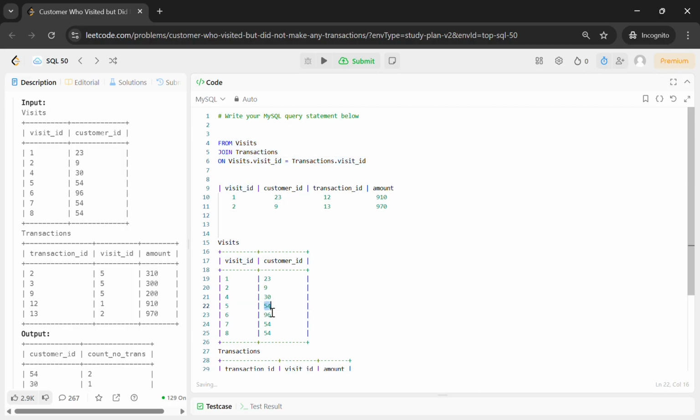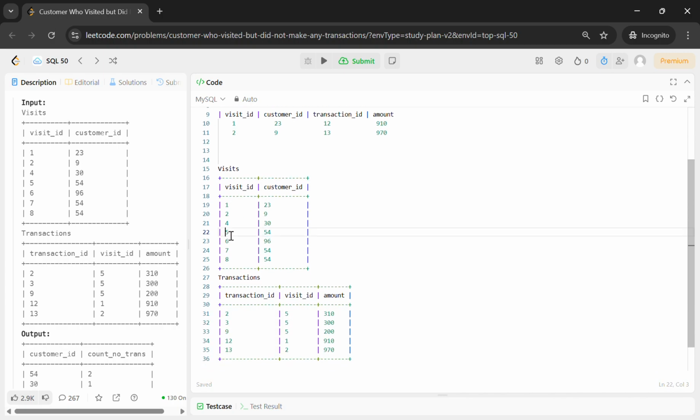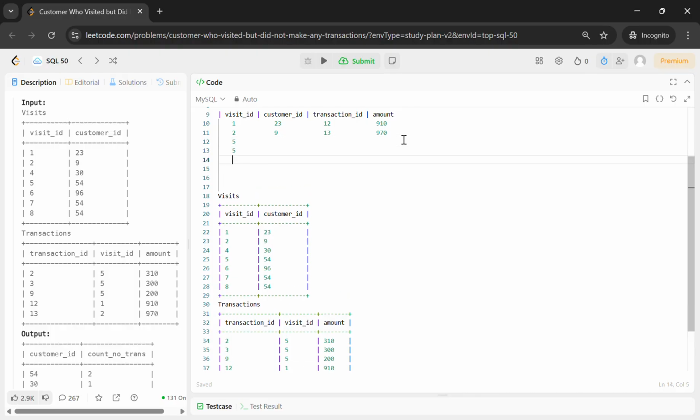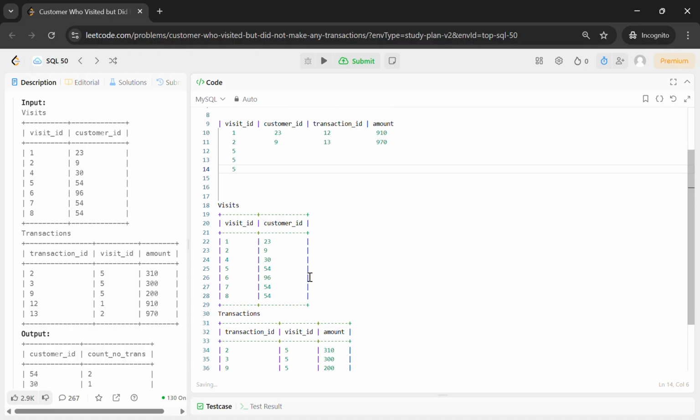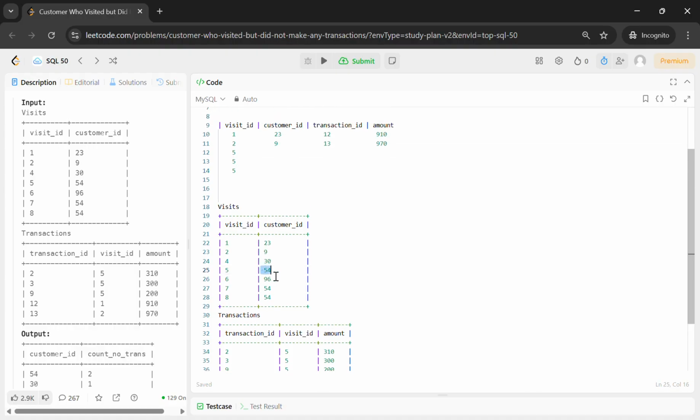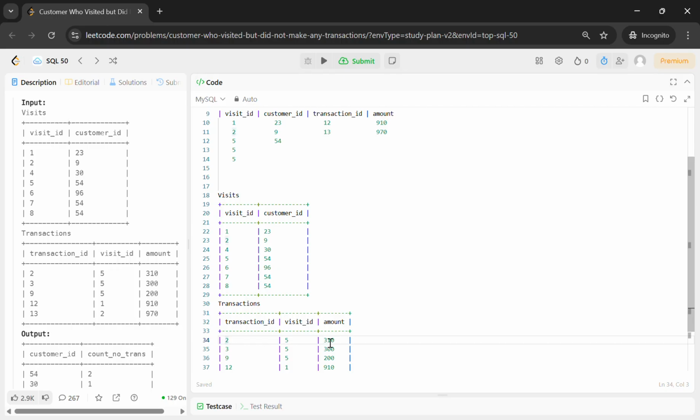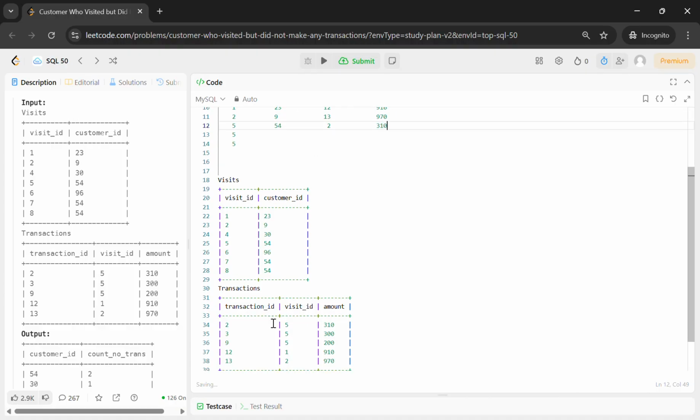Next one is 54. 54 is having visit ID 5. 5 equals 5, 5 equals 5 a second time, 5 equals 5 a third time. That means there will be 3 entries for 5. What is the customer ID for 5? 54. That means 54 one time. When it matches the first time, the transaction is 2 and the amount is 310.